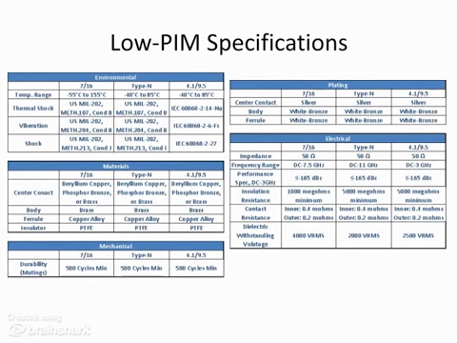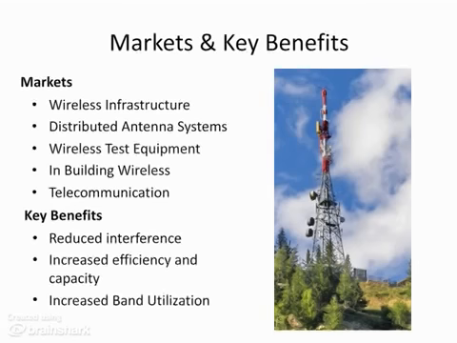Low-PIM specifications. Shown on this slide are the typical mechanical and electrical specifications for low-PIM connectors. Typical low-PIM products will offer PIM rating of less than or equal to -160 dBc or better. Markets and key benefits. Low-PIM products are ideal for wireless applications requiring consistent electrical performance. As the occurrence of devices operating on similar frequencies increases, reducing PIM becomes more and more important. Low-PIM products will help reduce interference, leading to increased efficiency, capacity, and increased band utilization.